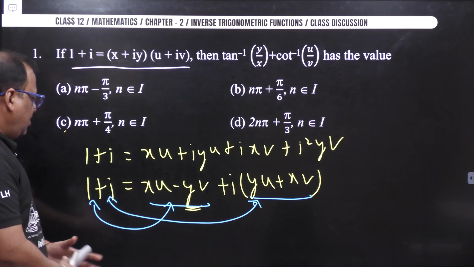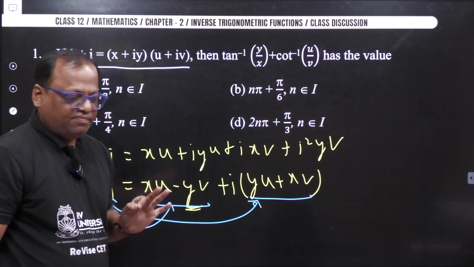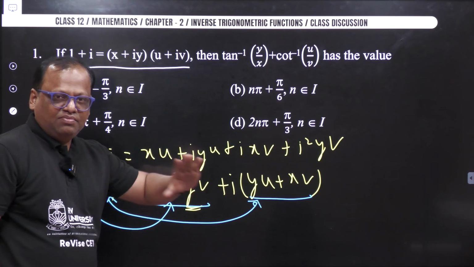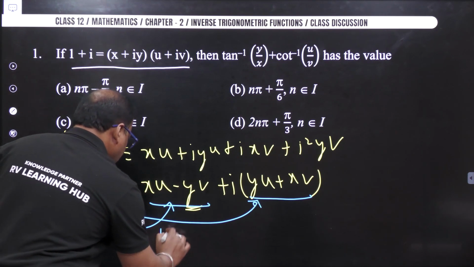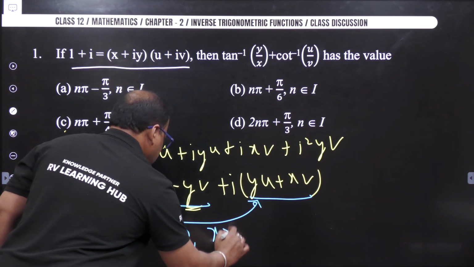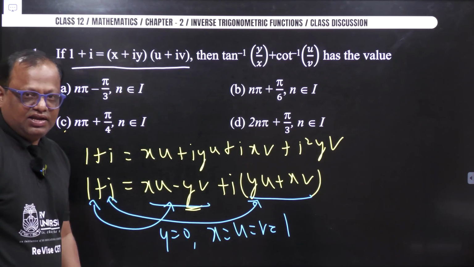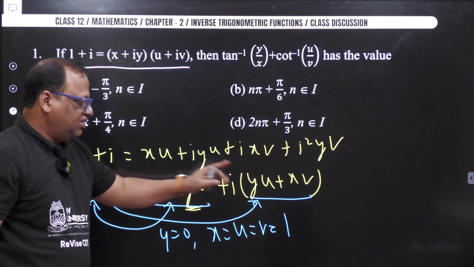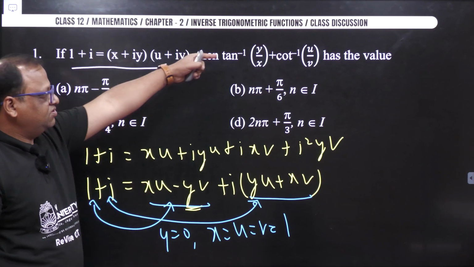Now I take y as 0 and x and u as 1. Understand: y is 0, remaining elements are 1. So y is equal to 0, x is equal to u is equal to v is equal to 1. There is no problem. Now if you substitute, it will come as 1 plus i into 1. So this is what I am taking and I am going to substitute this value here.